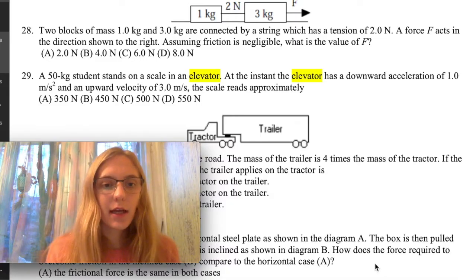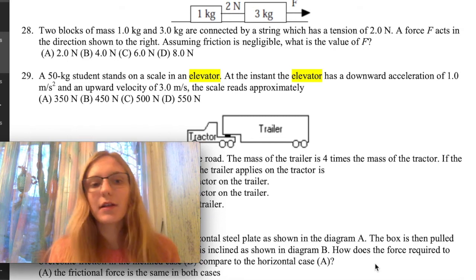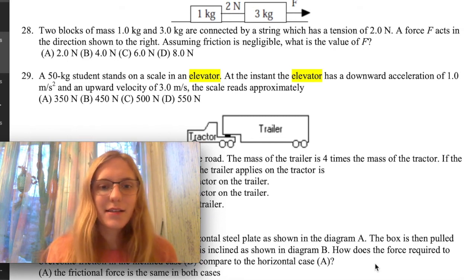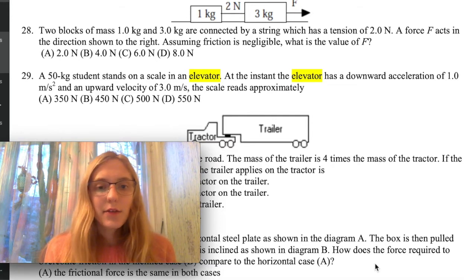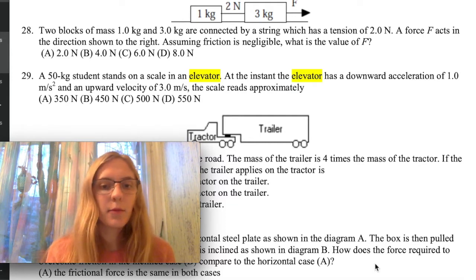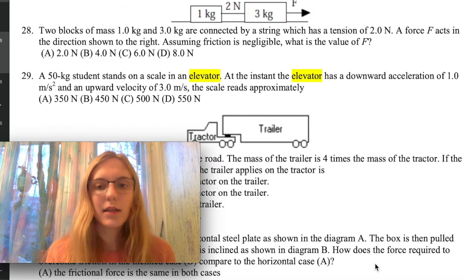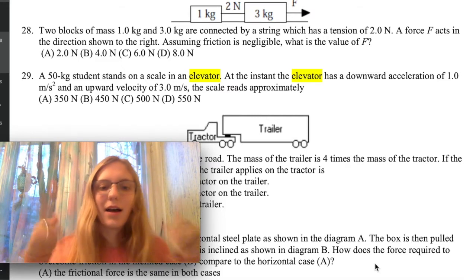Okay, number 29 from the best practice questions ever. I think you've done this in class, but I'm going to go over it as an example. A 50-kilogram student stands on a scale in an elevator. At the instant, the elevator has a downward acceleration of 1 meters per second squared and an upward velocity of 3 meters per second. The scale reads approximately blah. All right, let's attack it.